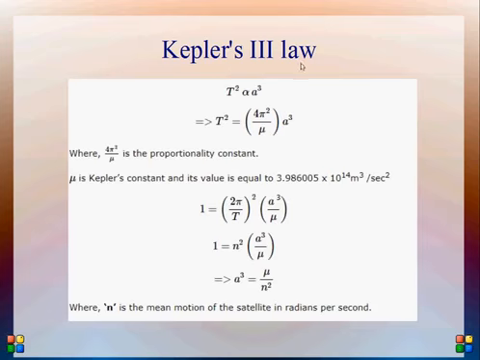And now Kepler's third law. According to Kepler's third law, the square of the periodic time of the orbit is proportional to the cube of the mean distance between the two bodies, which is the semi-major axis. So we get T square is directly proportional to A cube, and we use the proportionality constant 4 pi square by mu, where mu is Kepler's constant, 3.986 into 10 power 14 meter cube per second square.